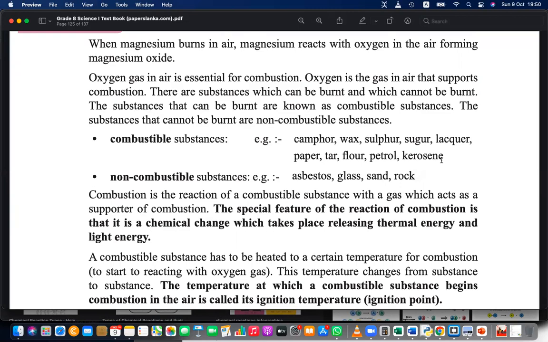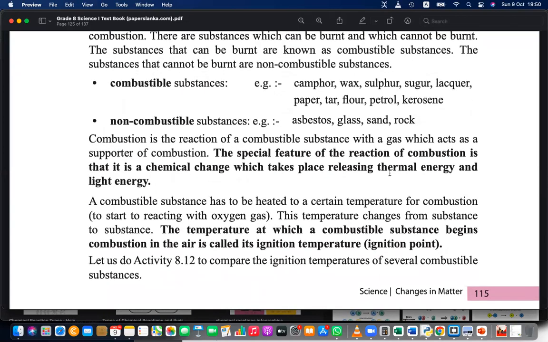So that is non-combustible. Combustion is a reaction of combustible substances with a gas which acts as a supporter of combustion, mainly oxygen. Oxygen is a combustion-supporting gas. But there are some other gases also, right? Combustible gases, we call them dahana poshaka vayu. Combustion or combustible gases. So dahana poshaka vayu.